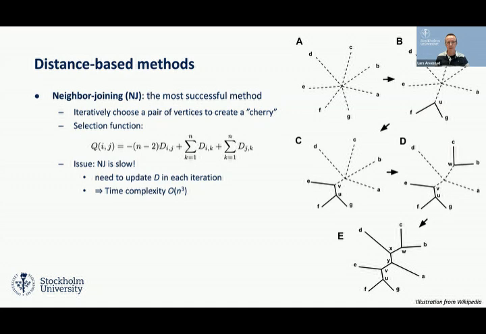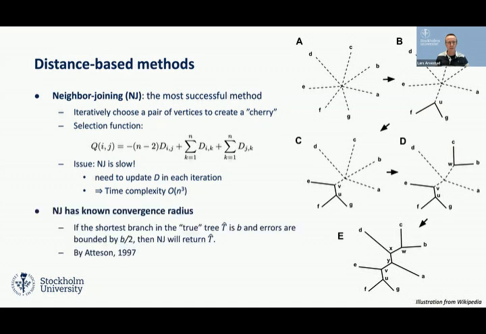Still, neighbor joining gets good results, and that is in part, I guess, because it's behaving nicely, and that's perhaps best captured by this convergence radius that Atteson found, which is that if the errors are small, and at most half of the length of the shortest branch in the tree, then neighbor joining is guaranteed to return the true tree, which is of course a very nice feature and a really cool result altogether.